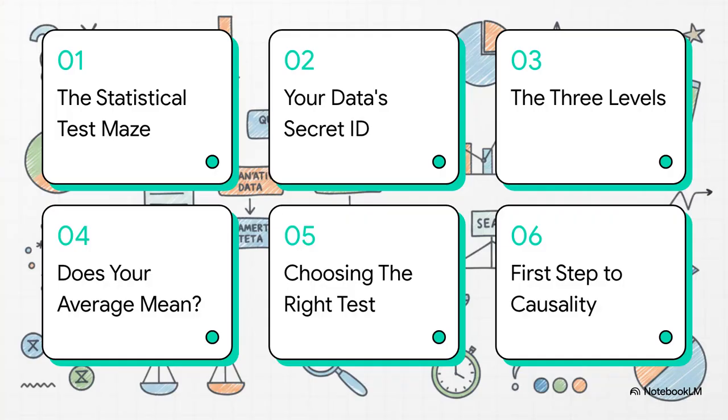Okay, so here's how we're going to get you from confused to confident. First, we'll talk about that statistical test maze you're probably stuck in. Then we'll uncover your data's secret identity by understanding something called its level of measurement. We'll break down the three main levels, I'll show you a super simple trick to tell them apart, and then, the main event, we'll use all that new knowledge to actually choose the right test. We'll wrap things up by looking at where this all leads, which is the very first step toward understanding causality.